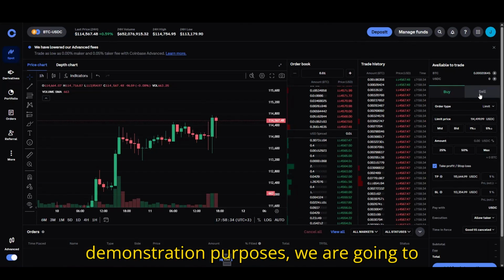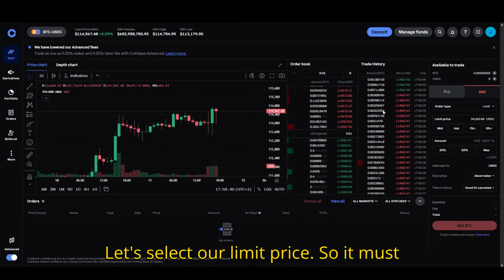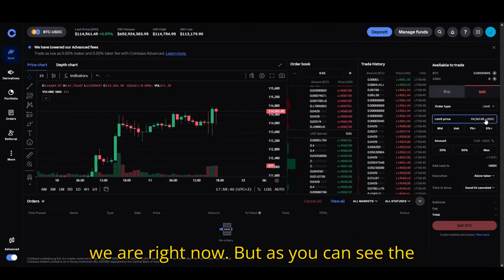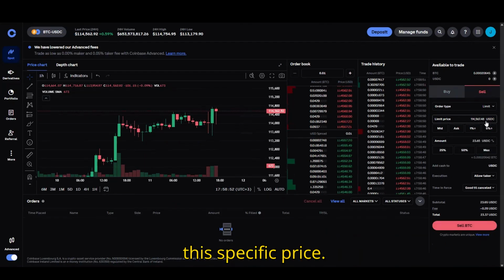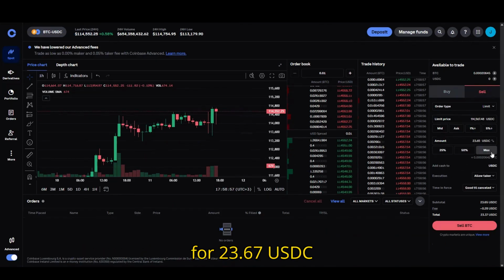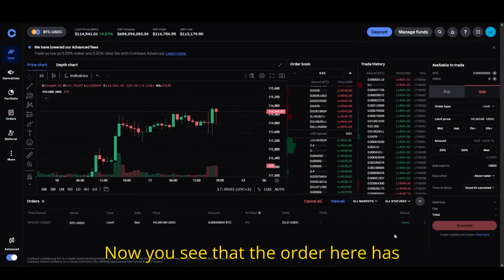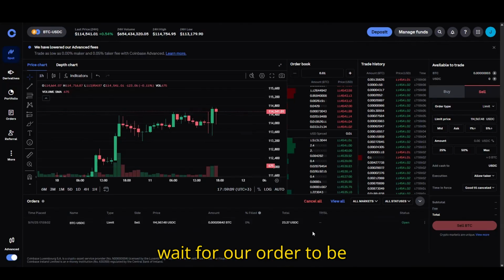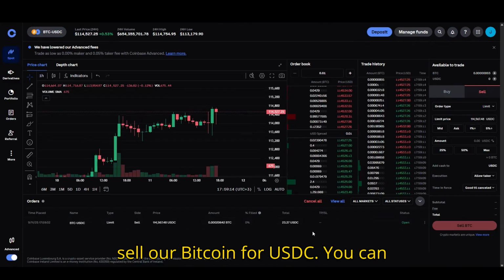What we are going to do here for demonstration purposes is sell. So here we are going to sell. Let's select our limit price. It must be a little bit lower or exactly where we are right now. As you can see, the price changes, but we are going for this specific price. So we selected maximum. We are selling for 23.67 USDC, and we are going to sell our Bitcoin now. You see that the order has been placed here in the order book, and we wait for our order to be executed on the exchange so we can sell our Bitcoin for USDC.